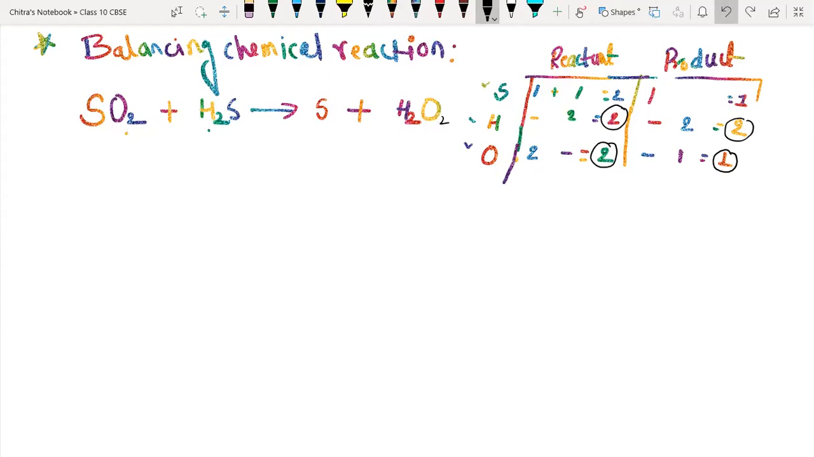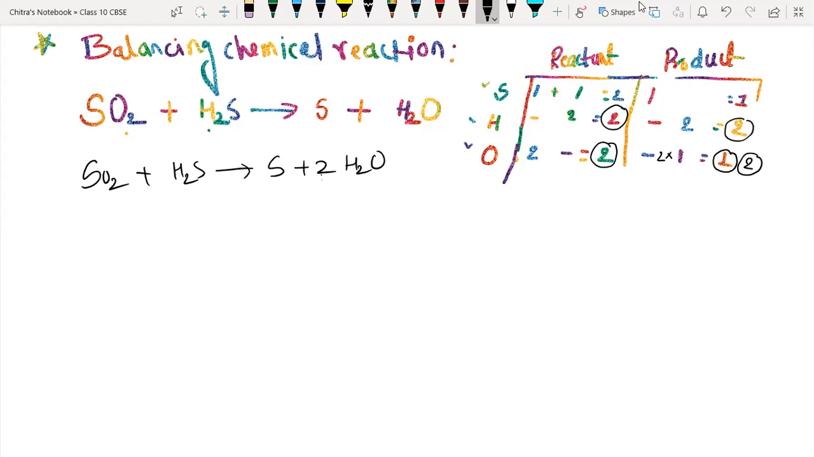But we can multiply with a coefficient here. So we have to multiply by 2 as a coefficient. Okay, so I'm going to write the next balancing step here. It is SO2 plus H2S equals sulfur plus twice H2O. So what have we done? Here we have multiplied by 2, so 1 into 2 will be 2 now.